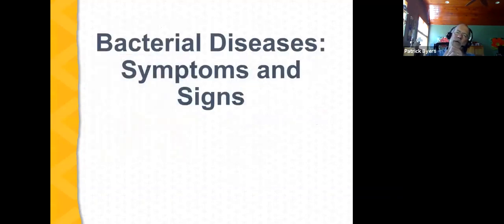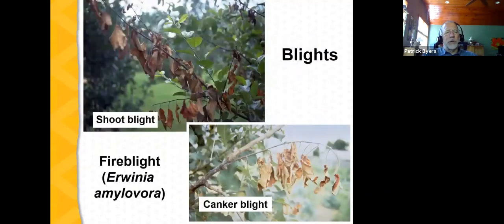All right, so we talked about fungal diseases and symptoms and signs. Let's take a look at bacterial diseases. Blights are a common situation with bacterial diseases, and oftentimes bacterial diseases develop as a result of the ability of the bacteria to form these mixtures of polysaccharides and other materials that are very thick, that they tend to block the conducting tissues of plants, and the plant then dies from that point outward.